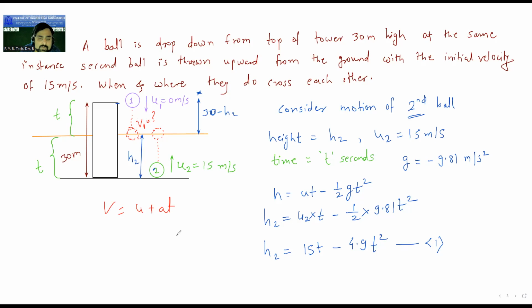Okay. So v is equal to u plus at. Then second is s is equal to ut plus half at square. And what is third? v square is equal to u square plus 2as.